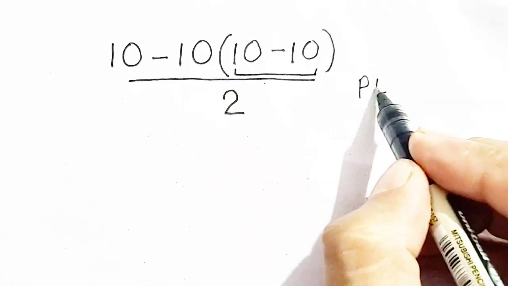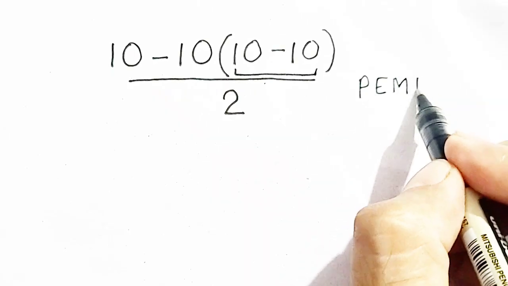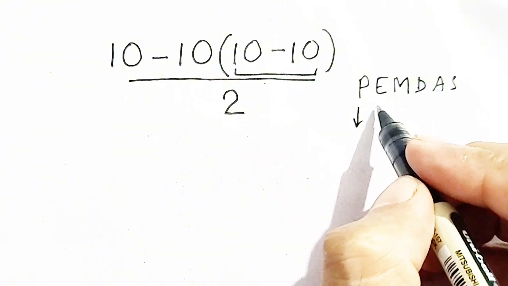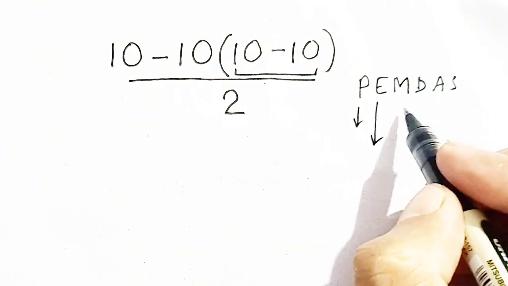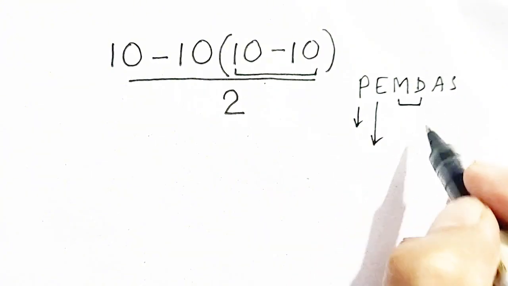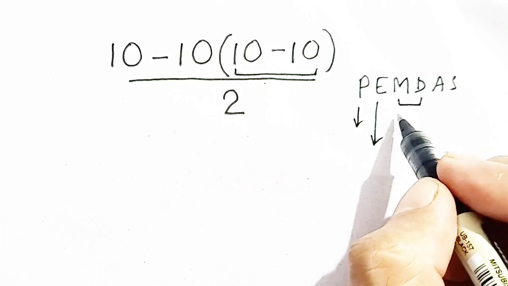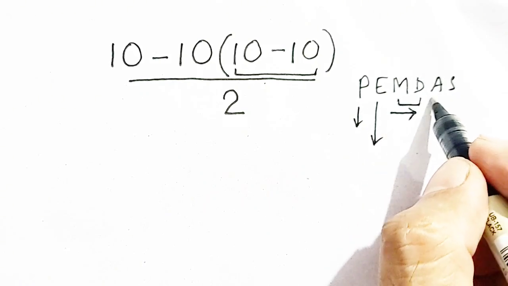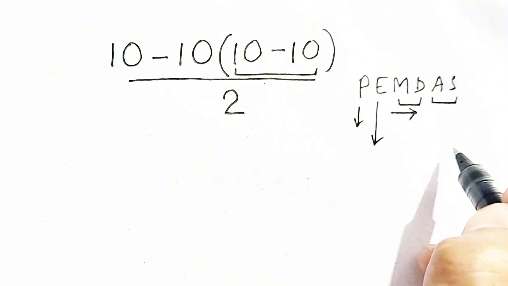It's called the PEMDAS rule. In the PEMDAS rule, we have to solve parentheses, then exponents, then multiplication and division, which both have the same priority, but we have to move from left to right. Then addition and subtraction.